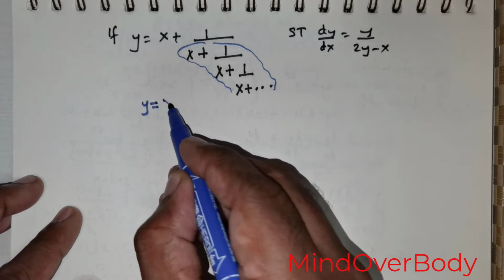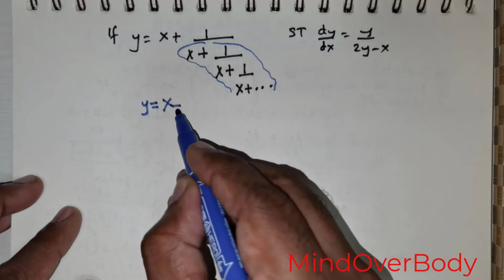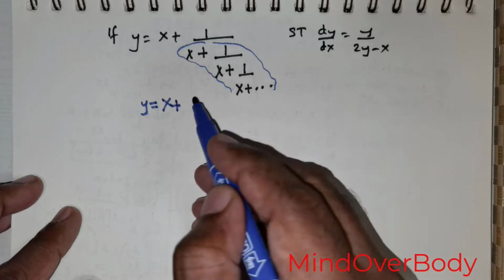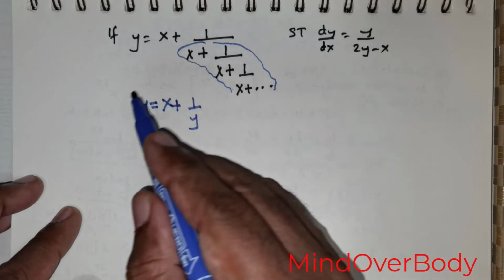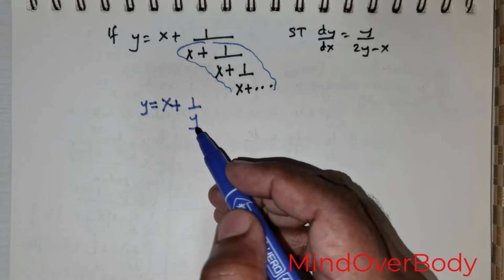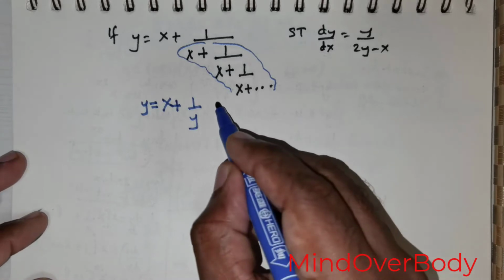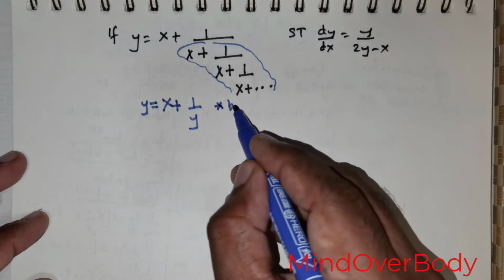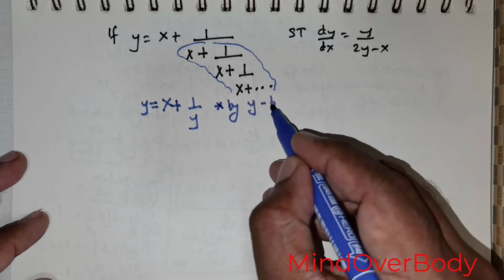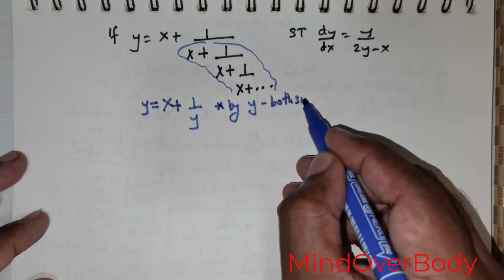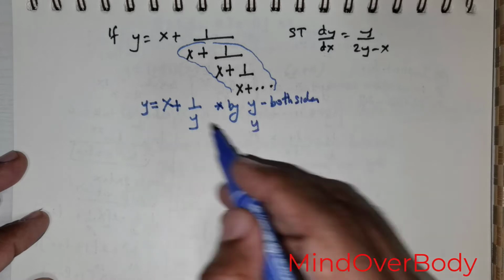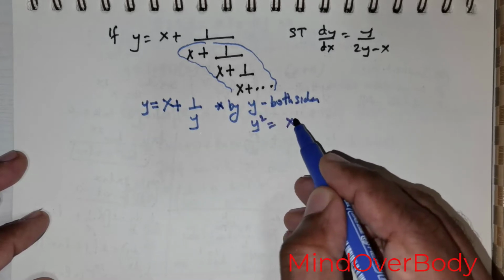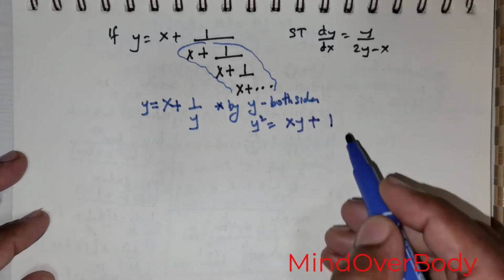So this is going to be y is equal to x positive, in place of this entire thing, it's going to be 1 over y. So the moment you are able to write this, the solution becomes simple. So what I'll do is I'll be multiplying by y both sides. So when I do that, I would get y squared here. This is going to be x times y and plus 1.